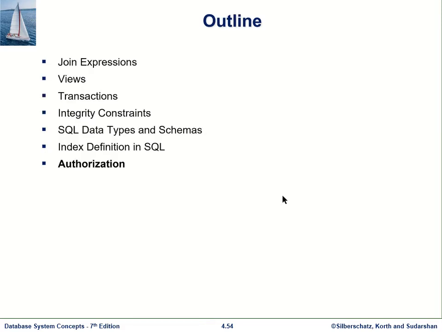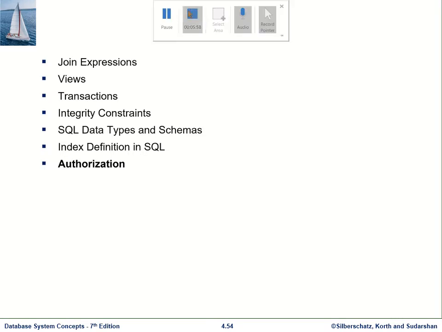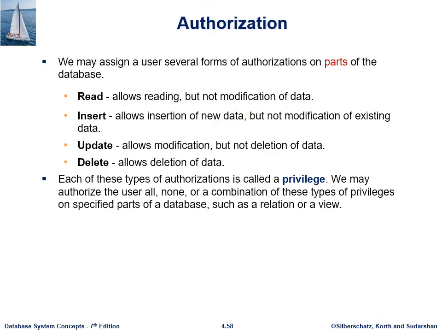Okay, we'll continue with the last part about authorization. Authorization means we want to grant some privilege for some users to access or to update some data. So when a user initiates a query, we first check whether the user has the appropriate privilege to perform that action. Here we look at what privileges can be granted.